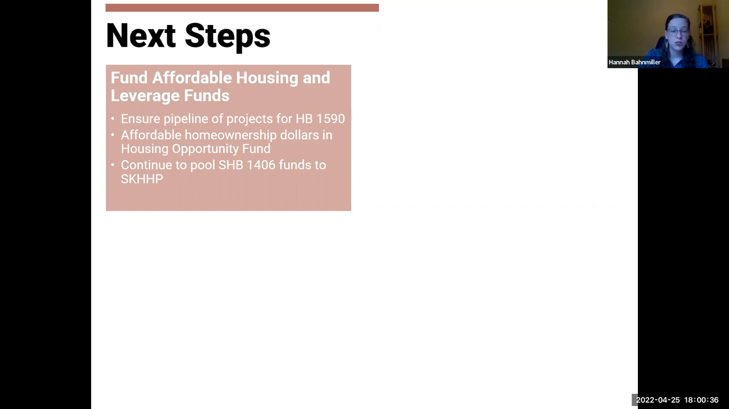We can also put dollars into the Housing Opportunity Fund. This fund allows the flexibility needed for affordable homeownership projects in our community. And we can also continue to pool our SHB 1406 dollars to SCIP to support the Subregional Capital Fund.